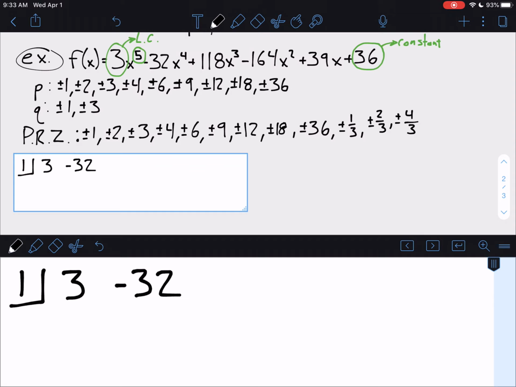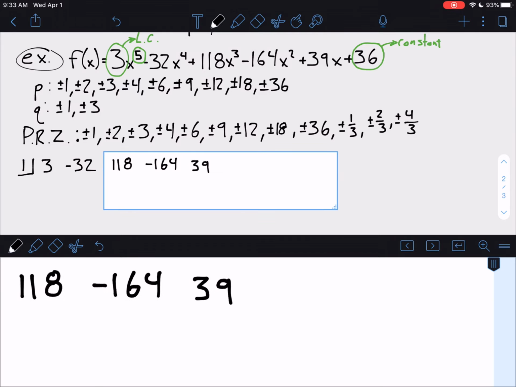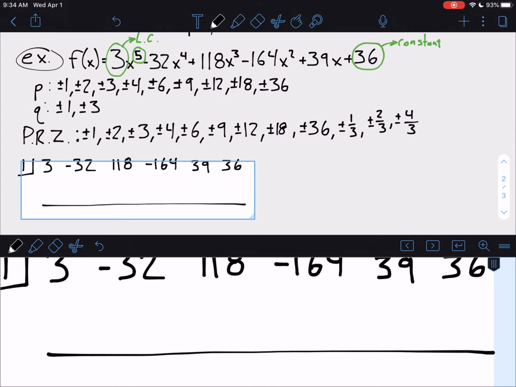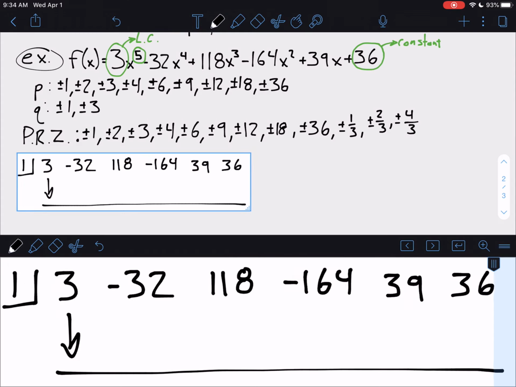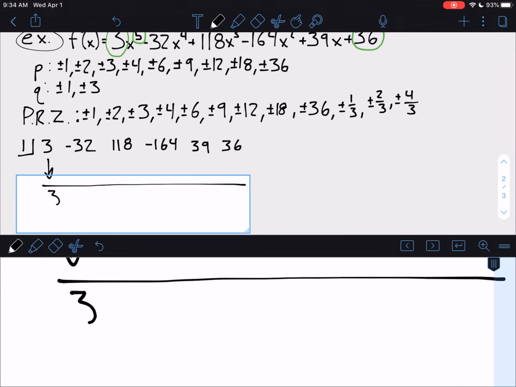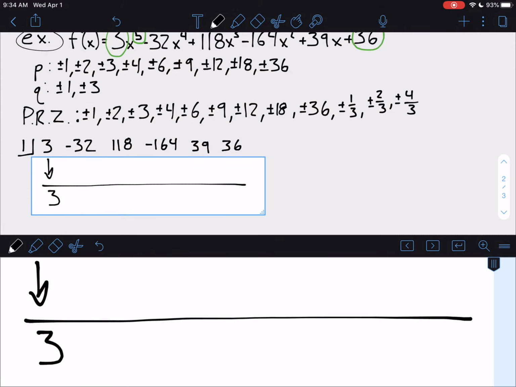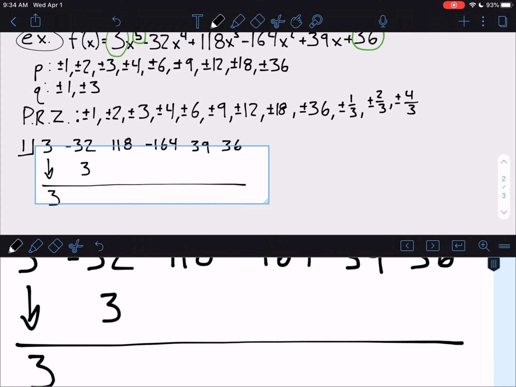By testing 1, I write out my coefficients. So I have 3, negative 32, 118, negative 164, 39, and 36. I'm testing positive 1 because it's the first number on my list of possible rational zeros. So first thing I do is bring down that 3, and then I do the 1 inside the box times the 3 there. It's going to give me positive 3.